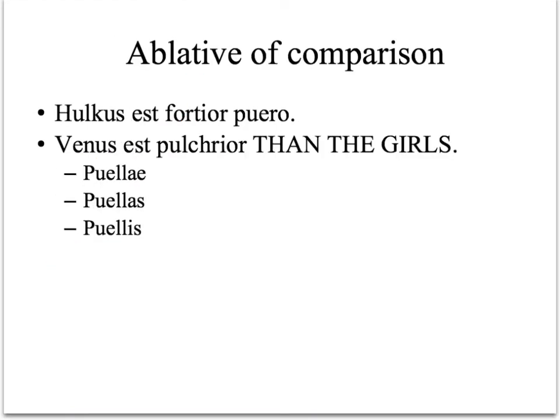The second use of the ablative that you can expect when dealing with comparison questions is the ablative of comparison. That's where you're comparing two things, and one of them is in the ablative. Hulk est fortior puero. Here's your comparative adjective. Hulk is stronger than the boy, in the ablative case.